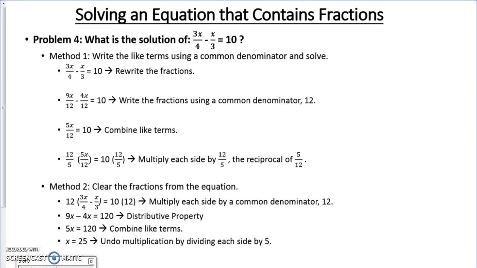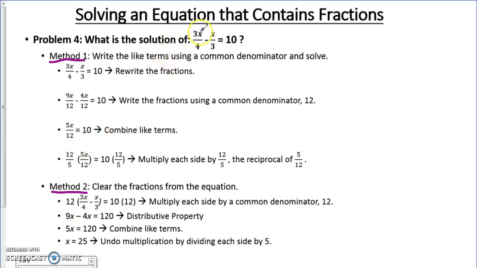Now, we can also solve equations that contain fractions. This looks like a lot of information. That's because we're talking about two methods here. My personal preference is method number 2, but we're going to show you both methods in case you like method 1 over method number 2.